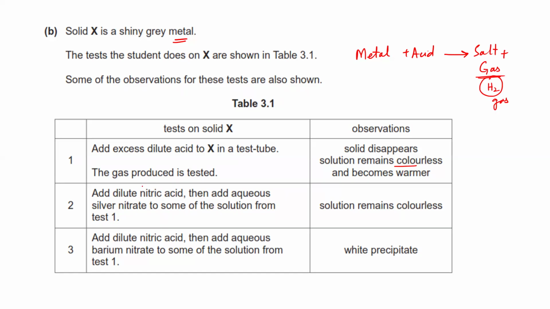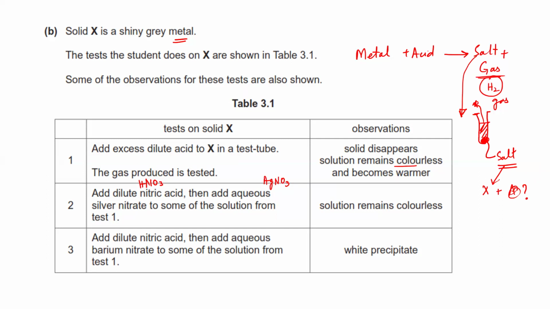Then it says part 2, dilute nitric acid, HNO3, and add aqueous silver nitrate, AgNO3, to some of the solution from test 1. So now you have this solution. If this is the test tube, you have this solution. There is some salt and gas that comes out. So this salt is now what we are testing. It has metal X plus the negative ion from the acid. So you can call it whatever the ion would be. So dilute nitric acid and aqueous silver nitrate.